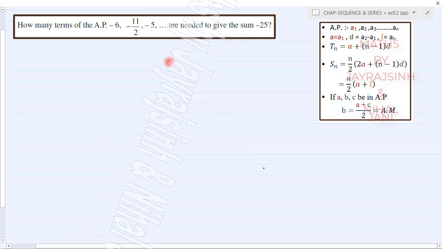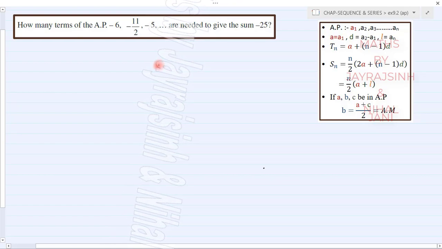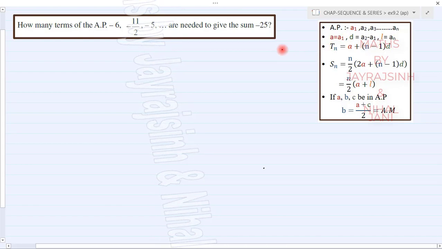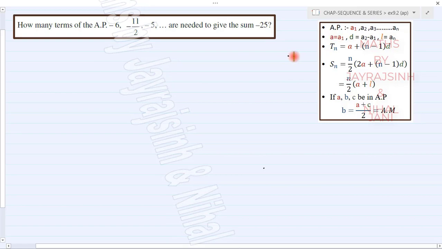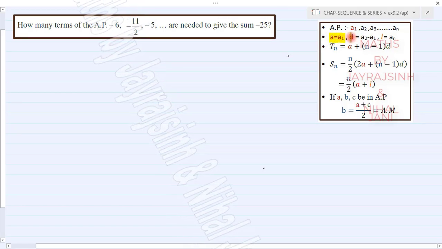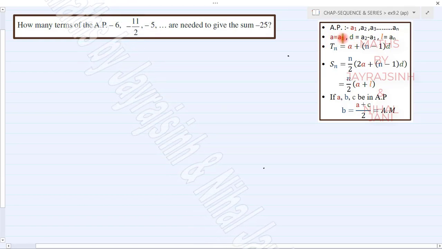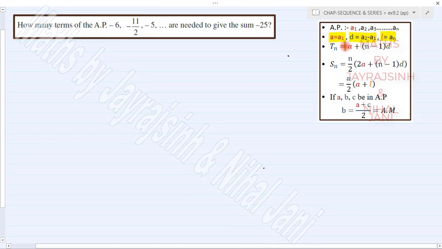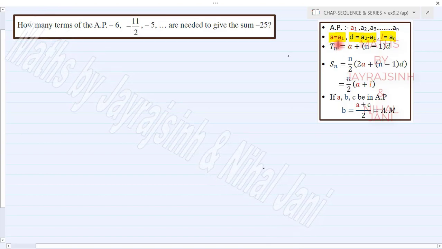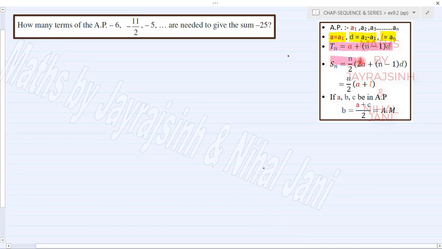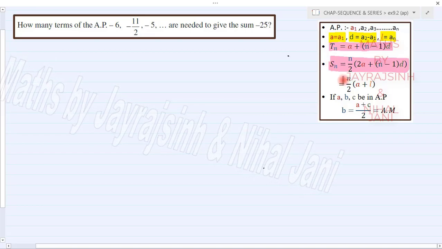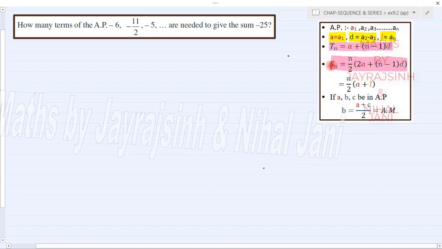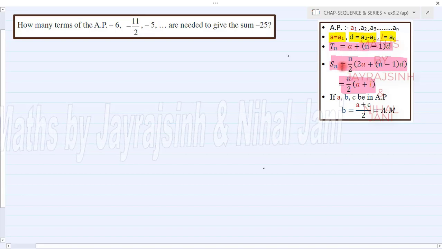In this video, we are going to solve some basic problems based on the arithmetic progression, and try to understand the fundamental terms like first term of the AP, common difference, last term, and also going to see the basic formulas like nth term and different formulas of summation of n terms. Now let's see the question.